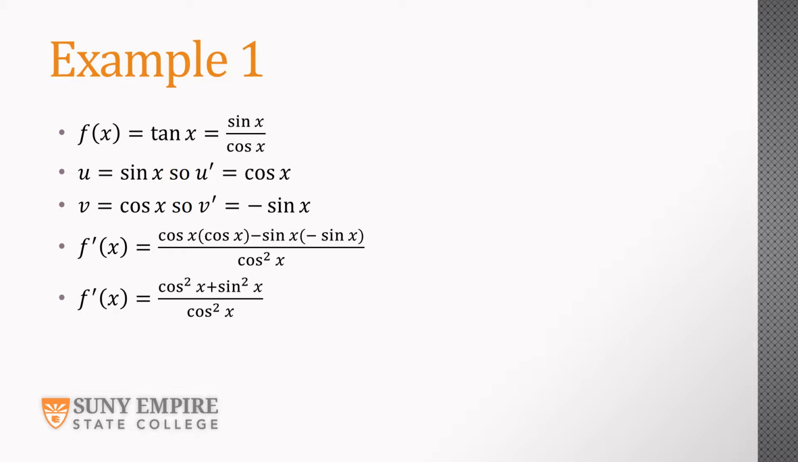Multiplying, we have cosine squared of x plus sine squared of x divided by cosine squared of x. One of the trigonometric identities is that cosine squared plus sine squared is always 1. So f prime of x will be 1 over cosine squared of x, which is also known as secant squared of x.